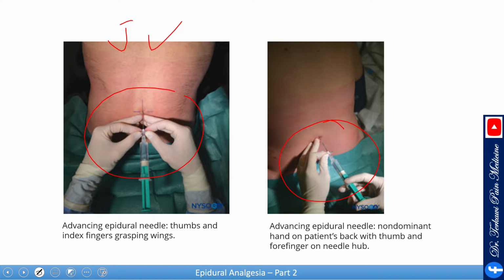When you are more senior and you have done more epidurals, there is really no cutoff number to say like 50 or 100. It depends. Then you probably can go with this because it might be faster. So this is more for senior and this is more for junior, in my opinion.